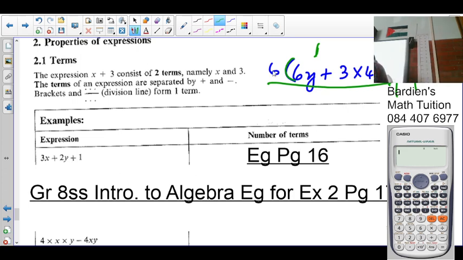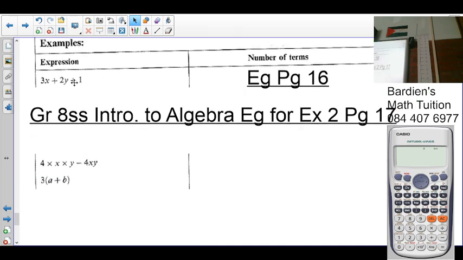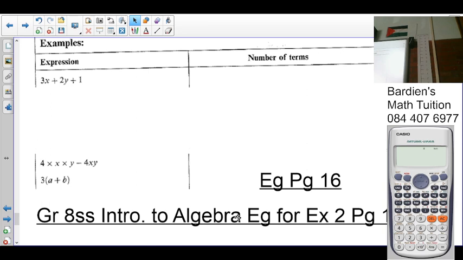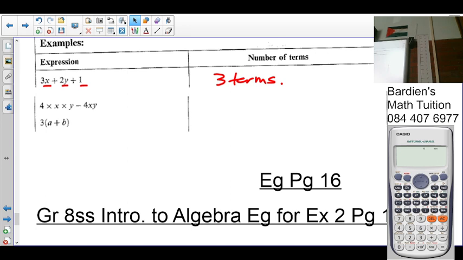Okay. So let's go through the examples quickly. So the expression 3x plus 2y plus 1. How many terms are there? 3 terms. You all agree with that? So there's 1, 2, 3 terms. Another word for 3 terms is a trinomial.